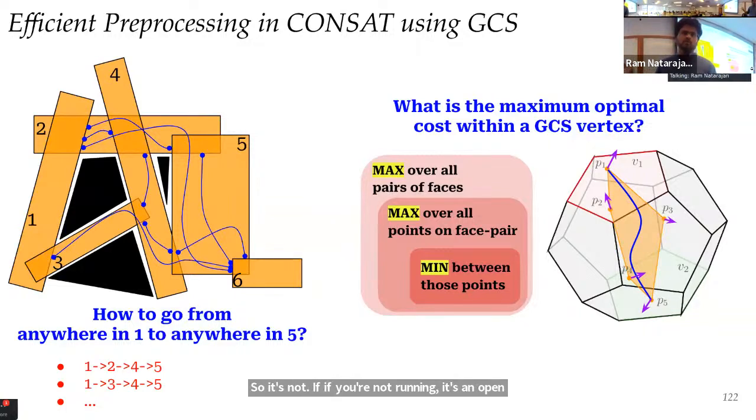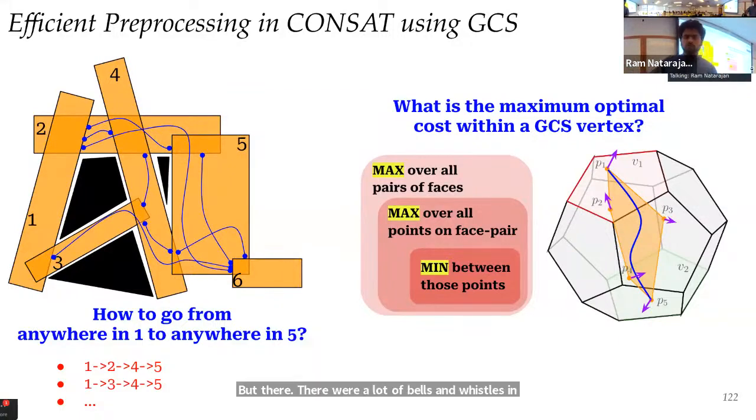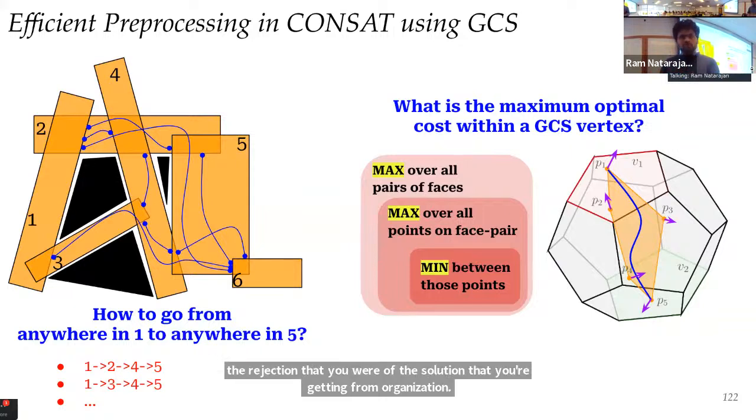So it takes around 10 to 15 minutes to solve. I didn't have the parallelization approaches at that time. Those were developed later. But there were a lot of bells and whistles in terms of lazy evaluation and in terms of reducing the rejection of the solution that you're getting from optimization. But the answer to your question is, so that was a discretization.